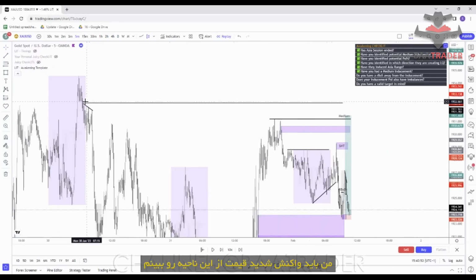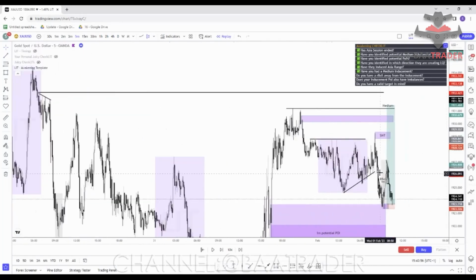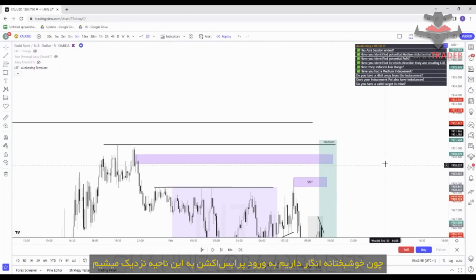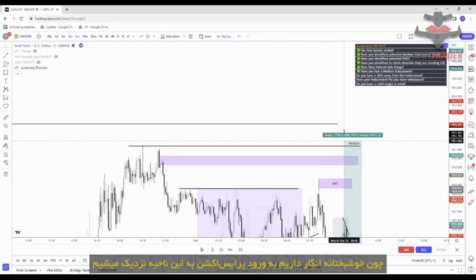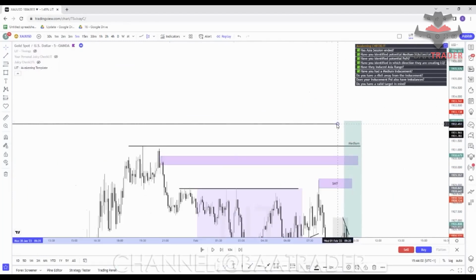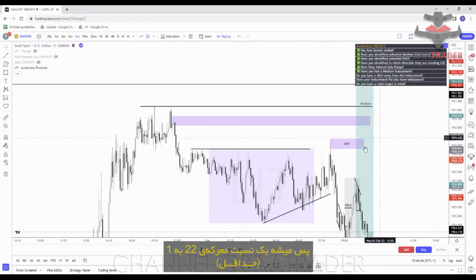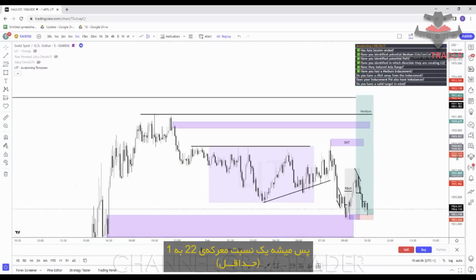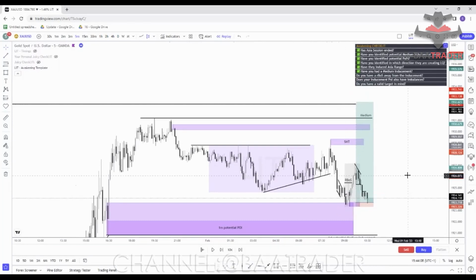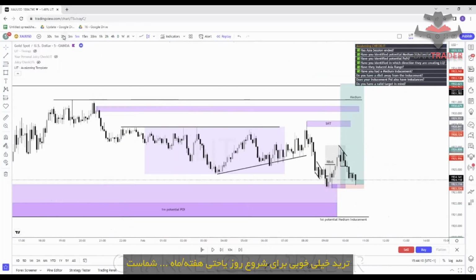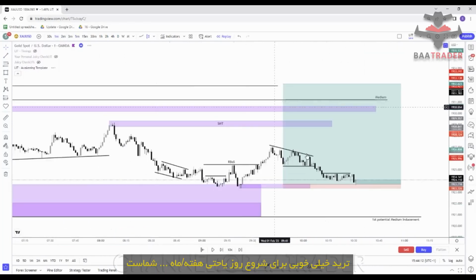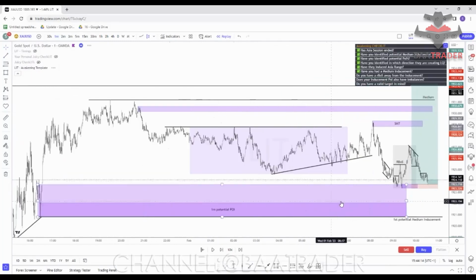I'll have to see how price roughly reacts in this area as we get closer to price action getting in this area, hopefully. So that is a gorgeous 22-1 at minimum. It's a pretty nice trade to start off your day, or even you're done for a week, for a month.